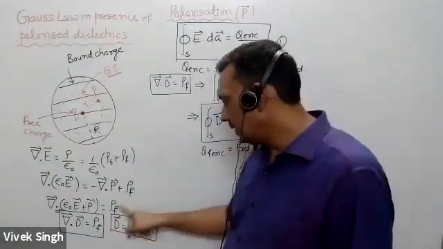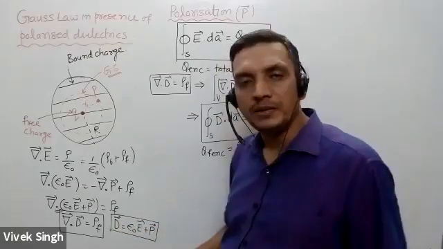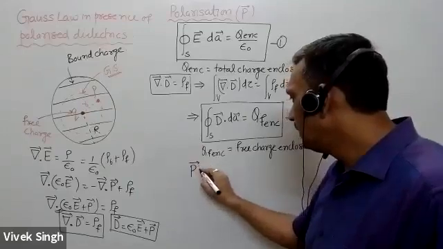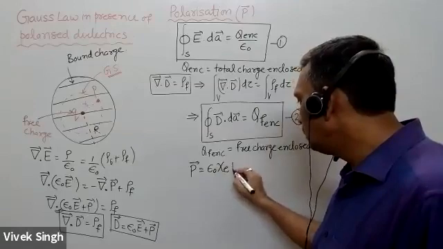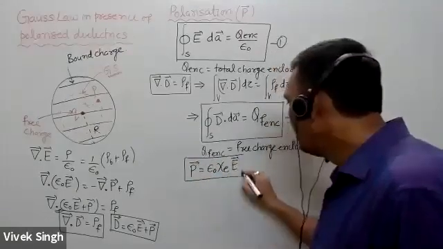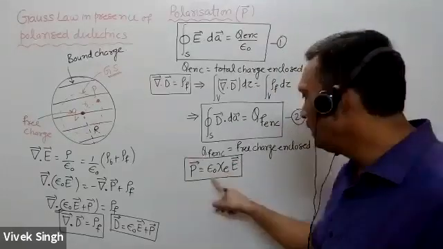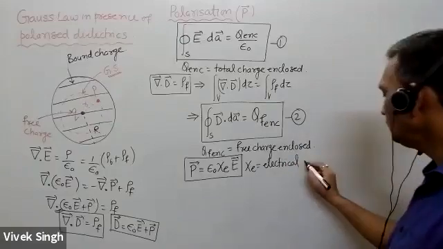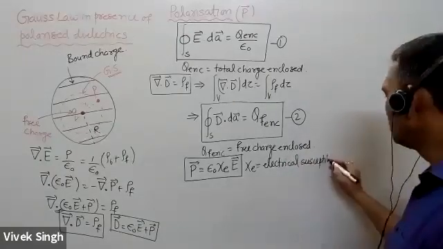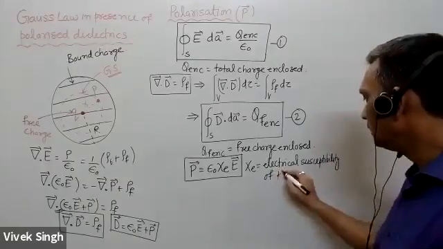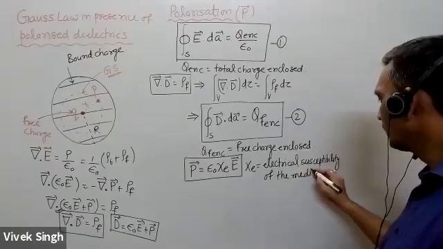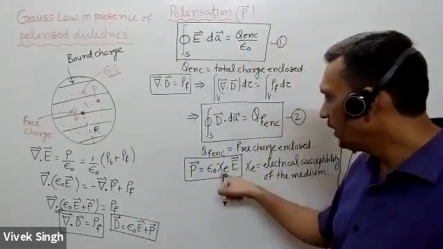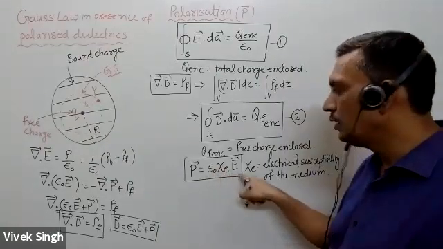Now D and E are related. D is epsilon naught E plus P. Let's see the relation between D and E. The polarization of the dielectric material, P, is given by epsilon naught chi E into E, where E is the external field that is applied. So when you know the external field, you can find the polarization, where chi E is the electrical susceptibility of the medium. Chi E is a known parameter for any material. When chi E is given, the polarization of the material is epsilon naught chi E into E.